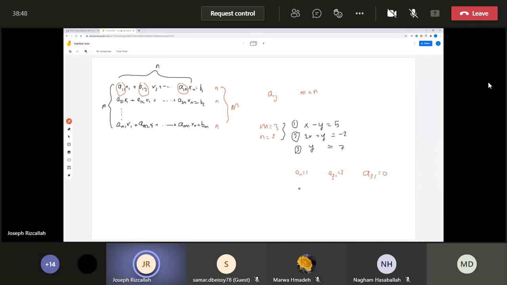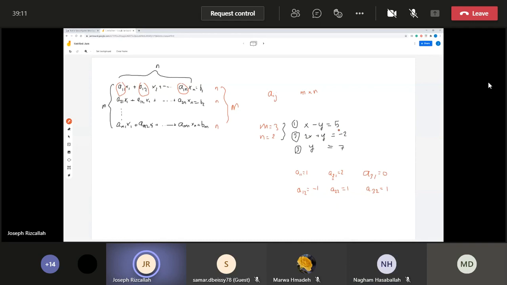Let's do it now for the y. So let's say what is A12 in this case? Minus 1. Minus 1, right. And A22? 1. Yeah, A22 is 1. And finally A32? Also 1. A32 is 1.